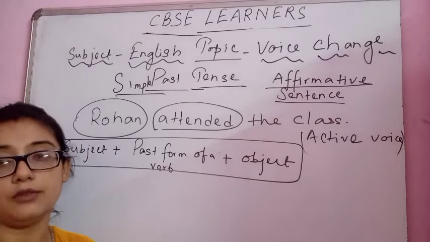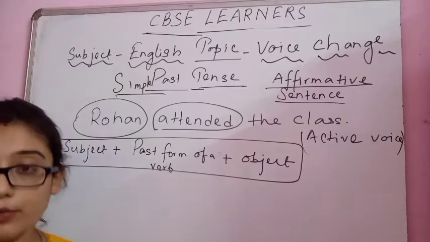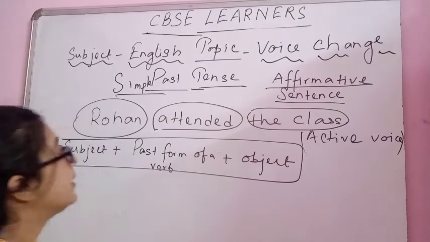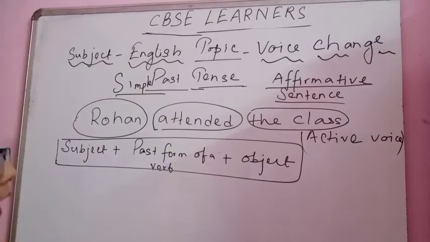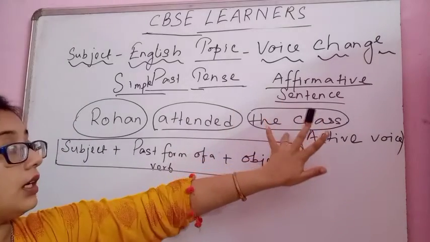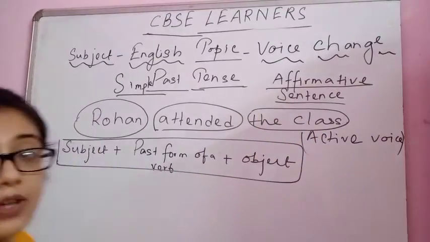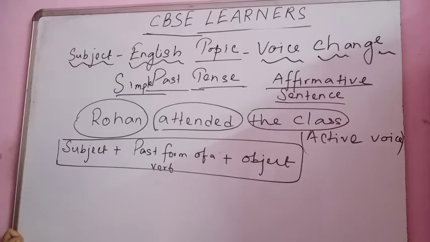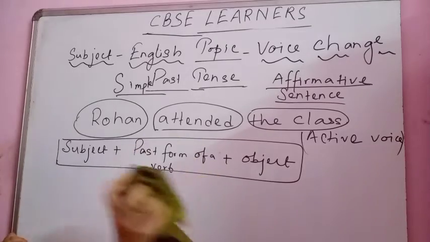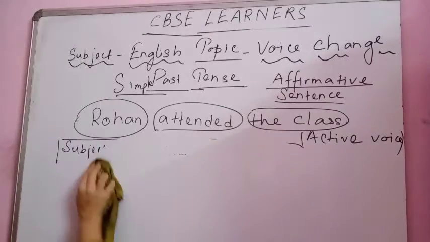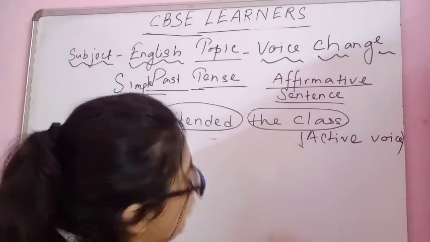Now if we want to convert the sentence into passive voice, what do we have to do? We have to bring the object. What is the object here? The class, as in Rohan attended the class. Now we have to bring the class, which is the object. Let me erase this so that it will be clear to you. I recommend you note it down. So Rohan attended the class. Next I will give you the case of passive voice, how to convert it into passive voice.